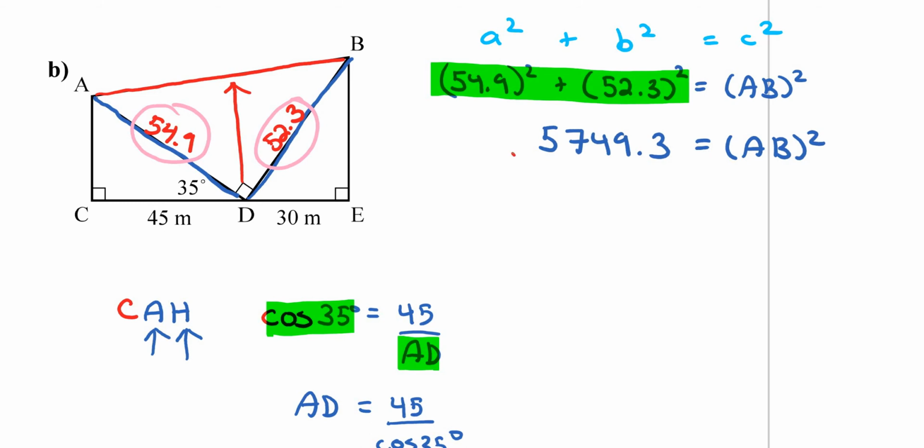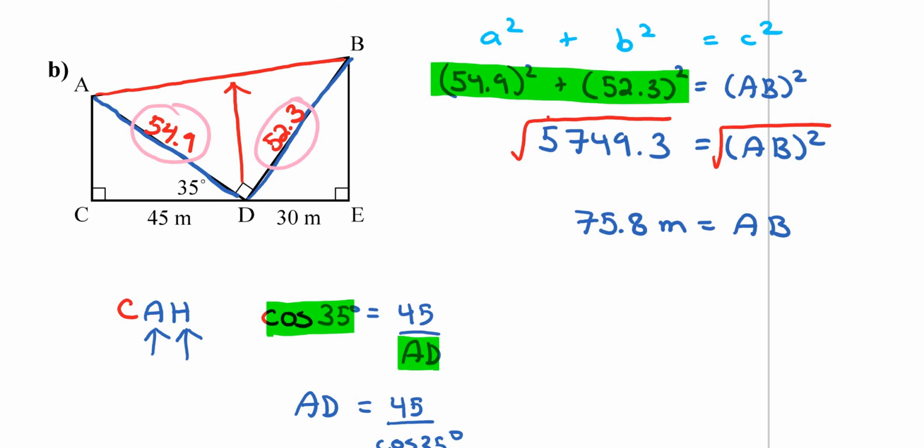And then after that, you just want to take the square root of both sides. If you take the square root of the right-hand side, you just get AB. And the square root of 5,749.3 is roughly about 75.8, and the units are meters. So my final answer is about 75.8 meters.